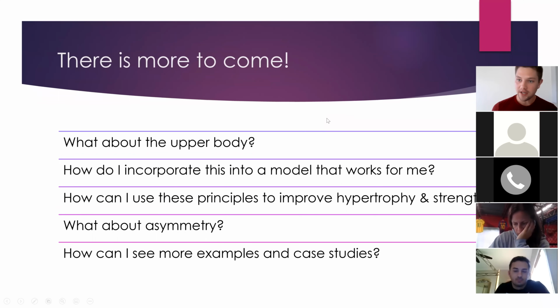So we're going to go through the practical stuff in a second, but I bet you're wondering a couple of things. What about the upper body? How does that relate? How do I incorporate this into a model that works for me? How can I use these to improve hypertrophy and strength qualities? Because ultimately, as trainers, we're here to give a fitness experience, but we need to be able to move to achieve that, right? What about asymmetrical patterns? And how can I see more examples and case studies? How can I see this in a model, a total context of a program?